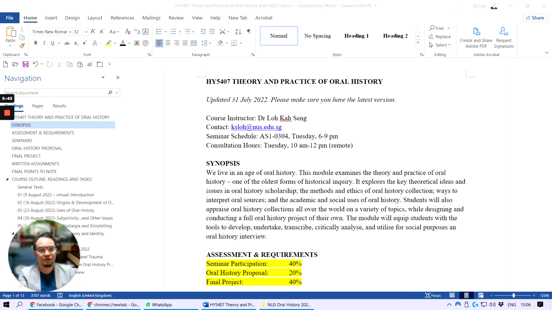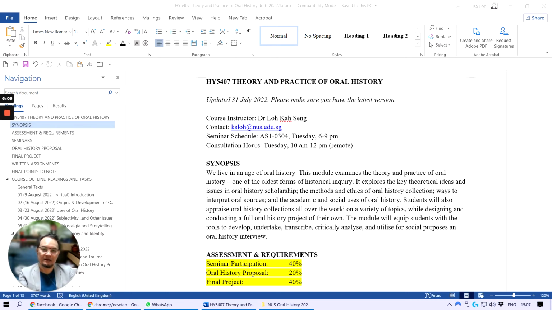I'm not an academic right now. I'm not a member of the faculty in the department. I run a history consultancy, and therefore I also do some oral history as part of my business consultancy work, which is often very different.